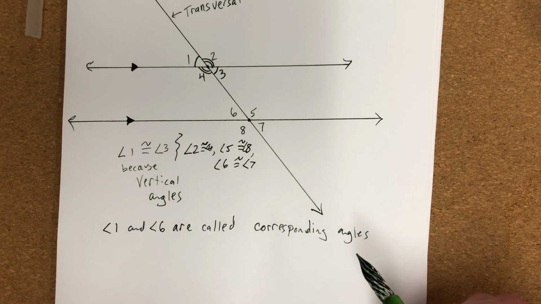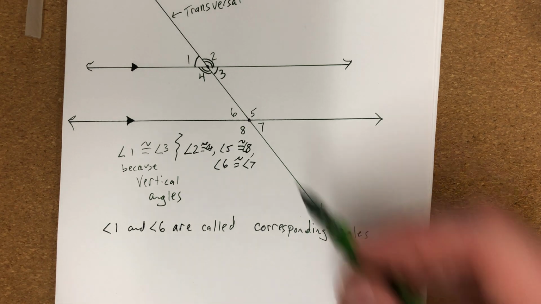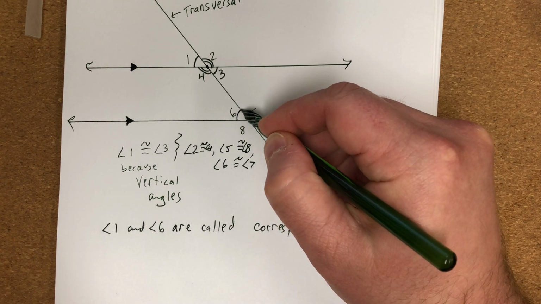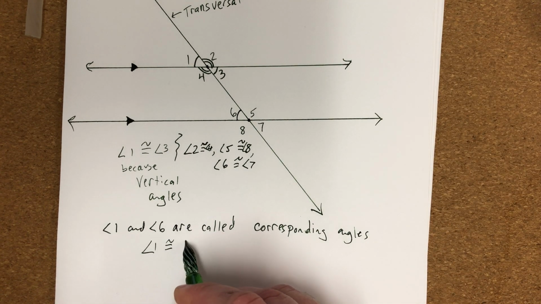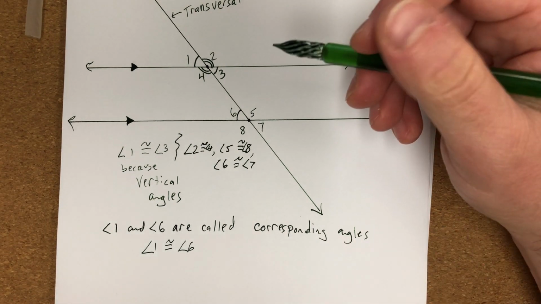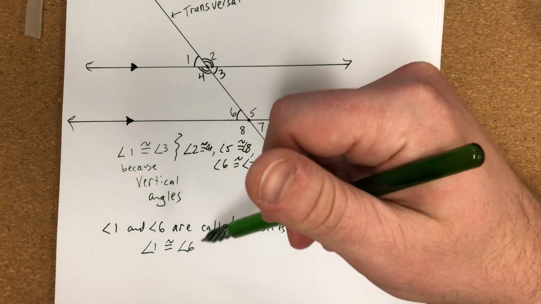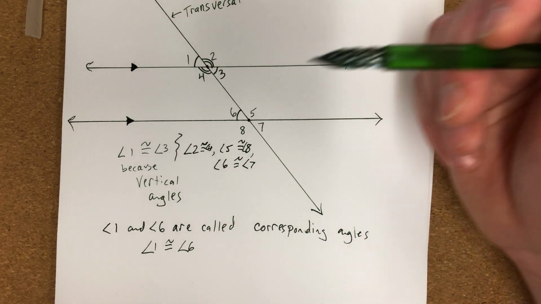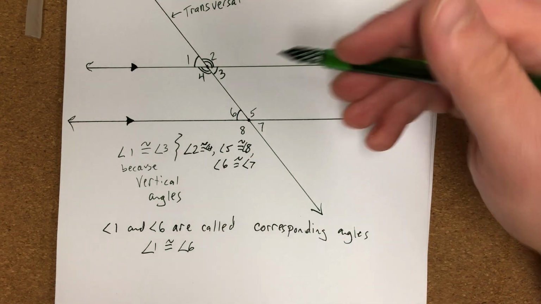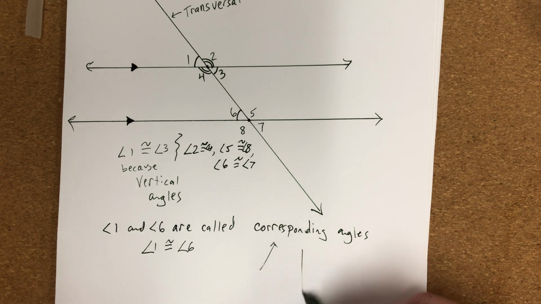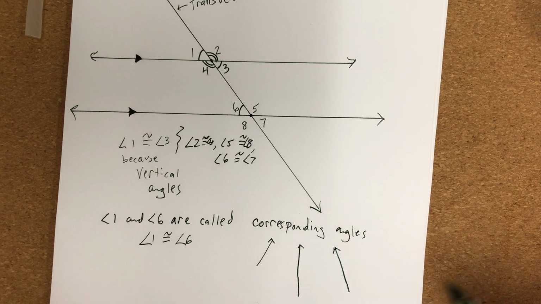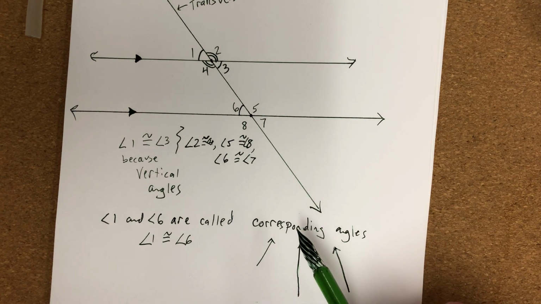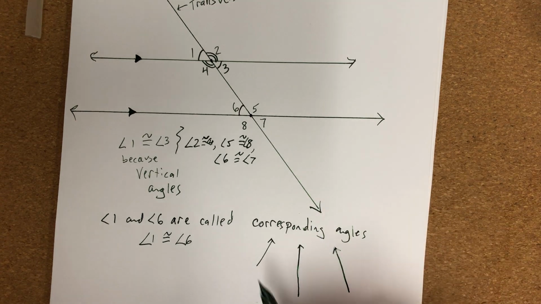So 1 and 6 are called corresponding angles. And do you have a guess yet? 1 and 6 are actually congruent. They're the same measurement. So 1 and 6 are congruent. All right, let's talk about what else are corresponding angles. We have 4 sets of corresponding angles. So 1 and 6 are corresponding. 4 and 8 are corresponding.